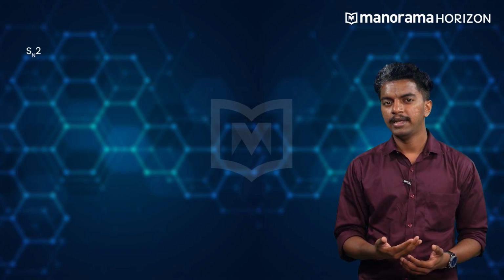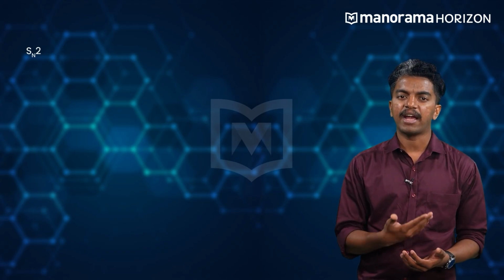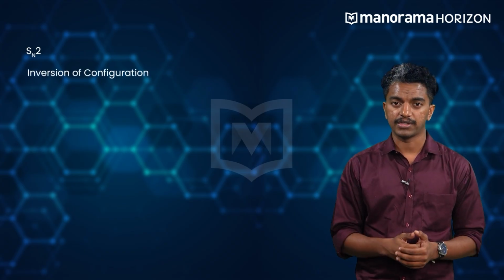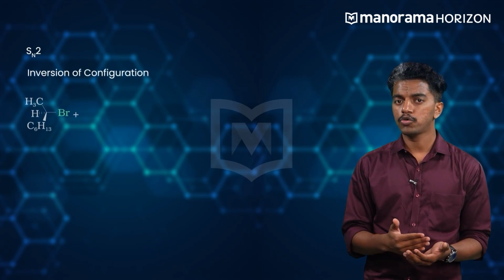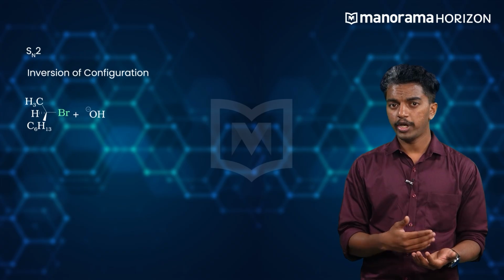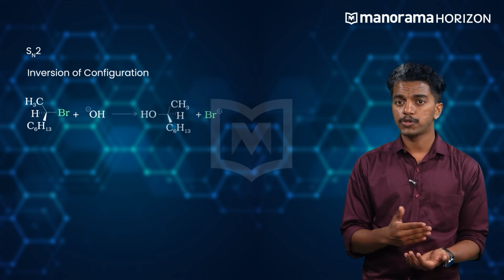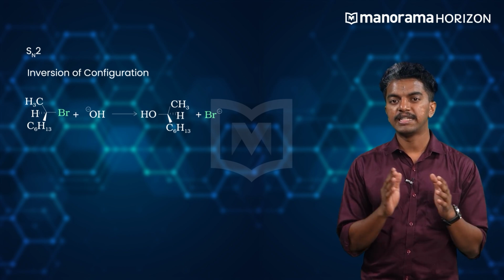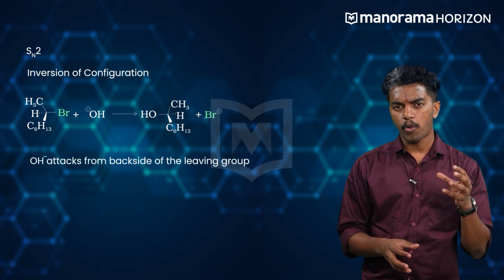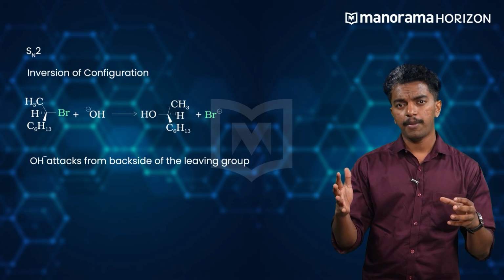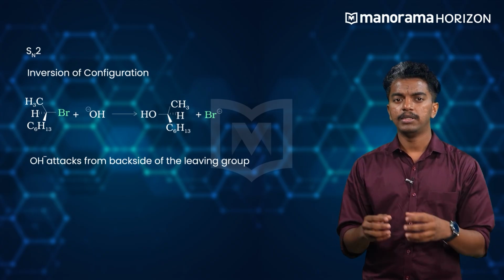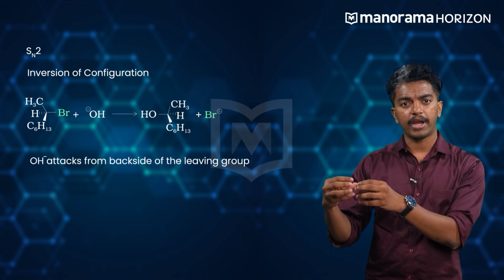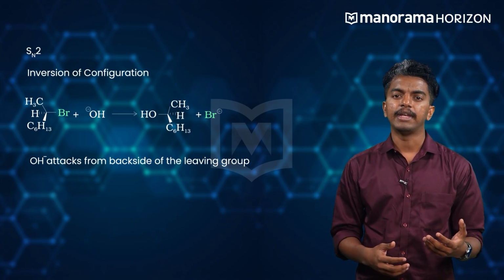On the other hand, SN2 reactions of optically active halides are accompanied by complete inversion of configuration. The reaction of (-)-2-bromooctane with sodium hydroxide to form (+)-2-octanol is an example. This reaction occurs in a single step. Here the nucleophile OH- attacks from the backside of the leaving group. Thus the OH group occupies the position opposite to that which the bromide had occupied, resulting in an inverted product.